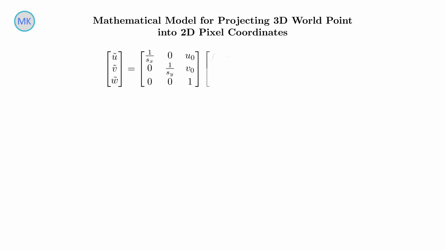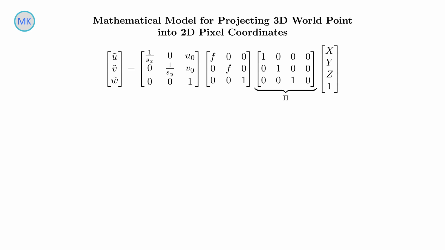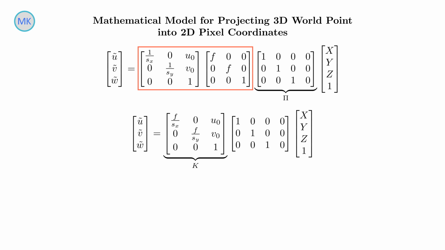We can split the 3x4 matrix into two parts. The matrix pi is the projection matrix that maps three-dimensional points to the two-dimensional image plane. The product of the first two terms forms the 3x3 camera intrinsic matrix, K, which describes how coordinates on the image plane are converted into pixel coordinates.